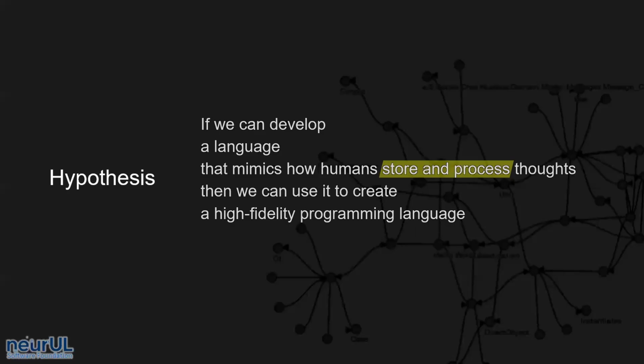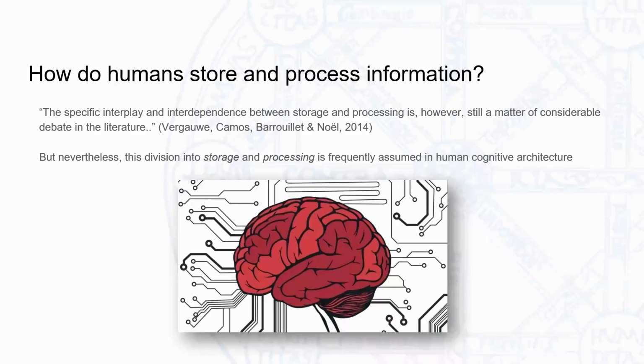Let me start with our hypothesis, which is if we can develop a language that mimics how humans store and process thoughts, then we can use it to create a high-fidelity programming language. The idea of human thoughts being explained through storage and processes is not new. It's commonly assumed that the human cognitive architecture consists of storage and processing, although the specific division and the interplay between the two are still a matter of debate. The neuroscientific evidence is both supporting this division and making it more complex.